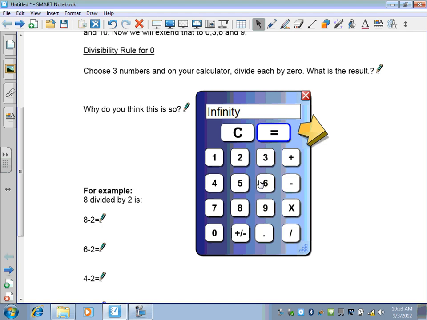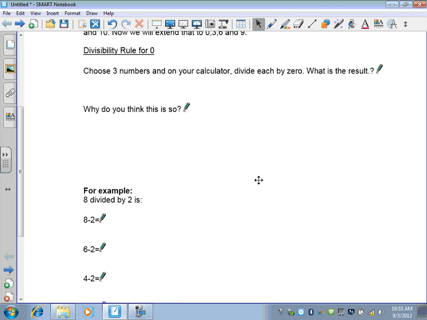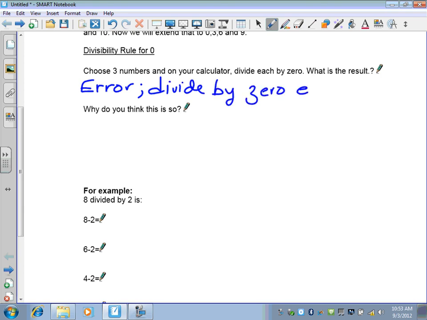Now most calculators are going to tell you that it's an error, or you might even get a divide by 0 error. Okay? So the result you get is either an error, or depending on your calculator, divide by 0 error. Now, why do you think this is the case?